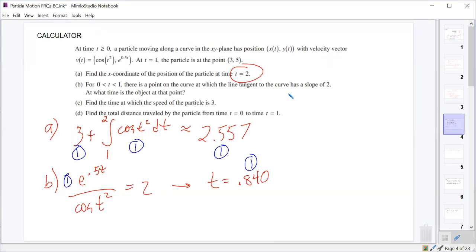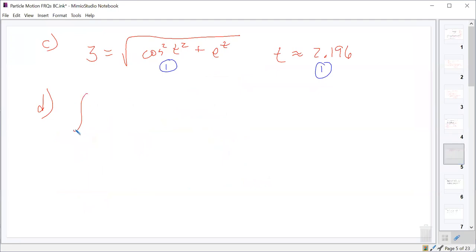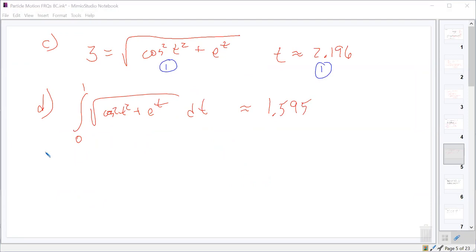All right, and then D, find the total distance traveled from 0 to 1. So that's the integral from 0 to 1 of this speed equation, cosine squared t squared plus e to the t dt. And that came out to be 1.595. And they gave you 1 point for the integral setup and 1 point for the answer. Hopefully that one wasn't too terrible.